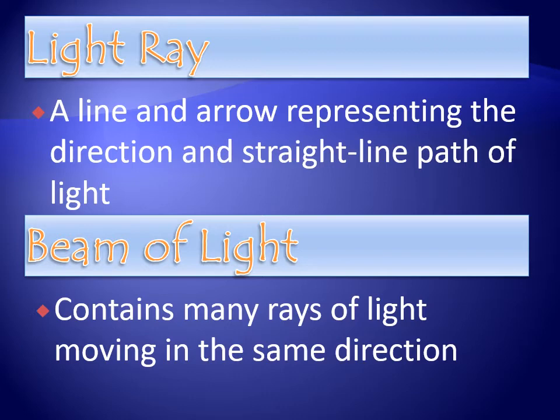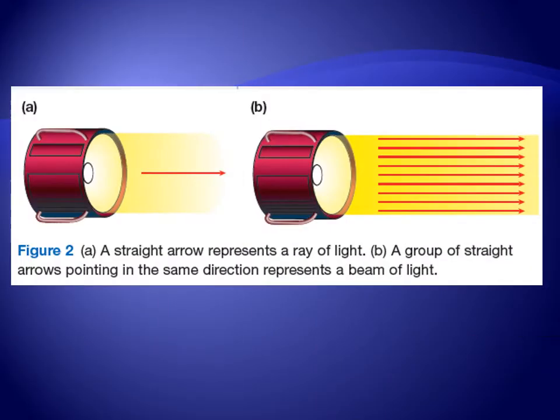When we say a beam of light, we mean many rays of light moving in the same direction. For example, you'll notice that I have a light source here in figure A, and you have one light ray radiating from it. You see it's a straight line with an arrowhead showing that the light is traveling to the right. In figure B, you're seeing beams of light rays, so more than one. They're all traveling in the same direction. And I can tell that because all the arrowheads are pointed in the same direction, okay?